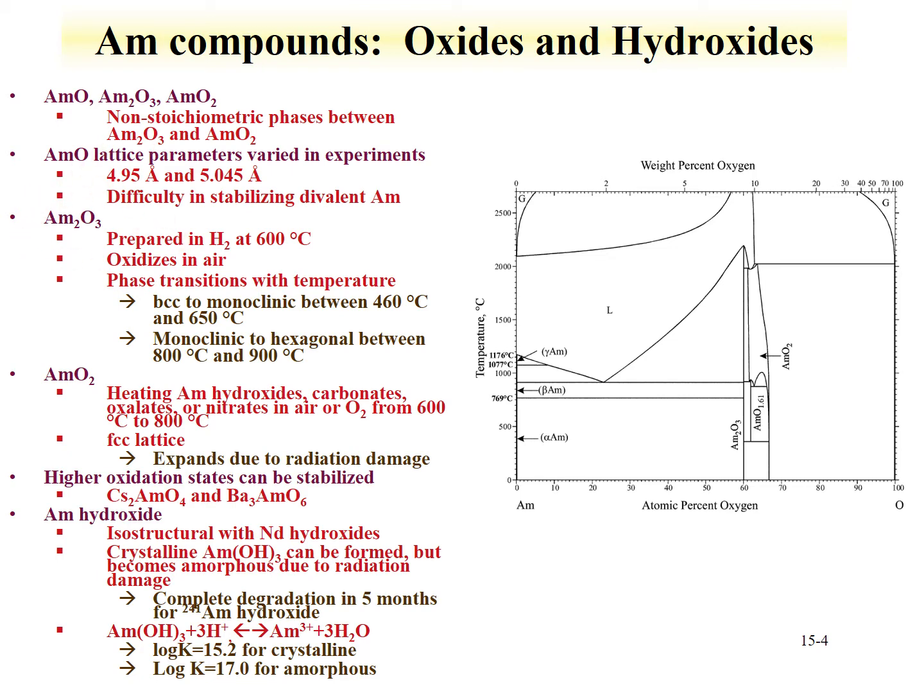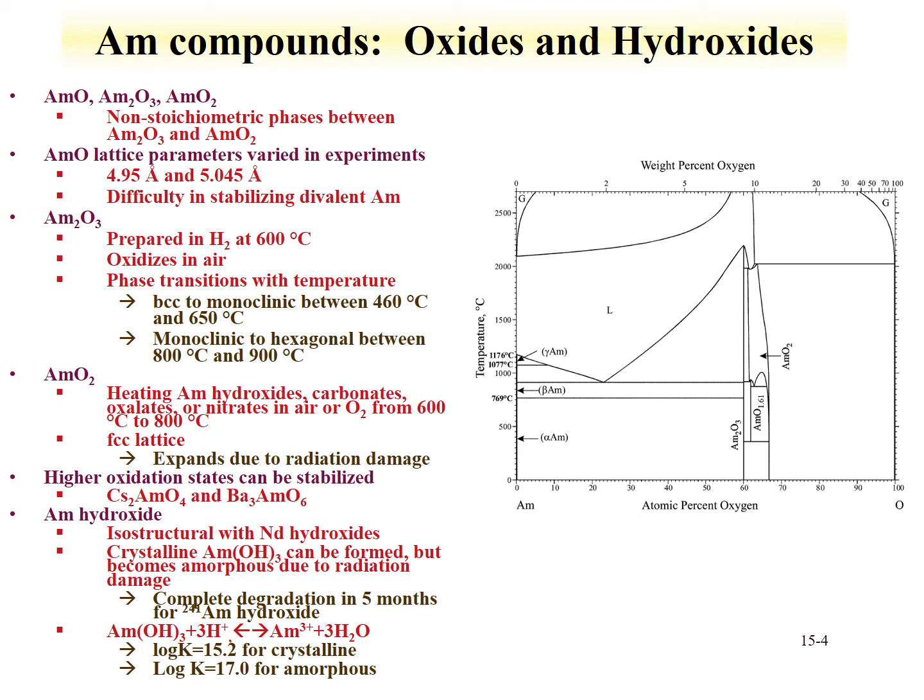The Am2O3 is the trivalent Americium. It can be prepared under reducing conditions at 600 degrees, and at higher temperature it oxidizes in air. There are phase transitions of this material going from body-centered cubic to monoclinic between around 460 and 650 degrees, and monoclinic to hexagonal between 800 and 900 degrees C. From the phase diagram, one can see where the trivalent Americium oxide species is preferentially formed as a function of the atomic percentage of oxygen.